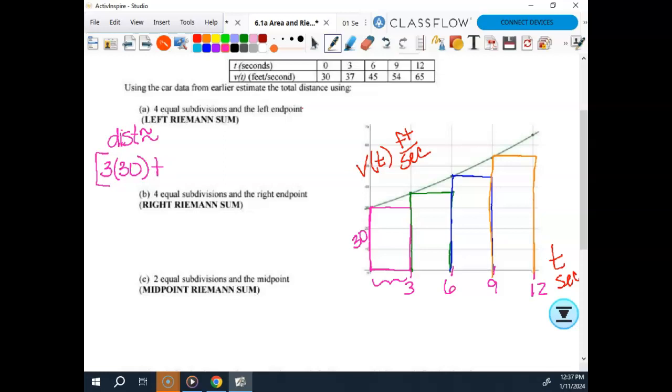Plus, then I go to my second interval. When I go from 3 to 6, what is the length of the base? 3. What is the height? 37, because when I look at my height right here, this is my x value, that is my y value right there, because you can't really pull it off the graph. So 3 times 37. Plus, then when I go to this interval from 6 to 9, what's the length of the base? 3. And then the height is what? 45. Good.